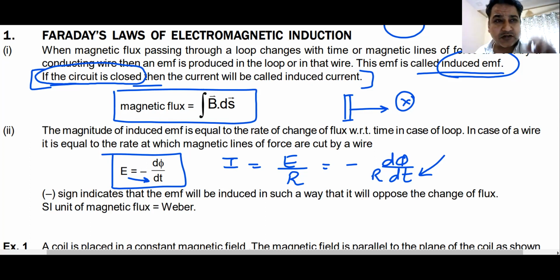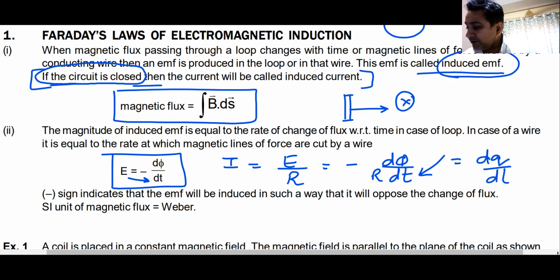But if I talk about how much charge is flowing through the circuit, so if I write I as dq by dt, yes, beta, tell me. Sir, Q equal to 5 by R.